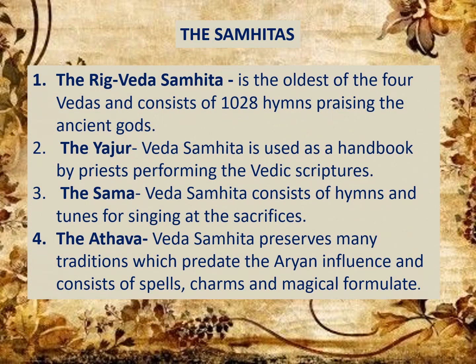The Samhitas. Number 1. The Rig Veda Samhita. It is the oldest of the 4 Vedas and consists of 1228 hymns praising the ancient gods. And then the Yajur Veda Samhita is used as a handbook by priests performing the Vedic rituals. And then the Sama Veda Samhita consists of hymns and tones for singing and the sacrifices. And then the Atharva Veda Samhita preserves many traditions which predate the Aryan influence and consists of spells, charms, and magical formulae.